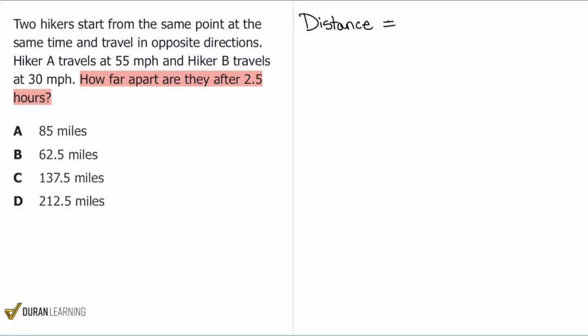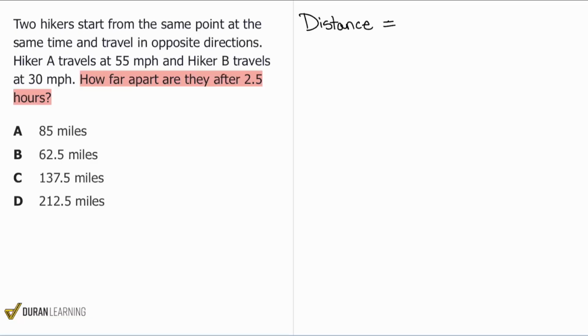So what I see here is it says we have two hikers and they start from the same point at the same time and travel in opposite directions. Hiker A travels this fast, hiker B travels this fast. All right, sounds good. So with that said, everybody, it's very easy to get distracted by the numbers. 55, 30, 2.5, very, very easy. What is it that we actually want to highlight here, though?